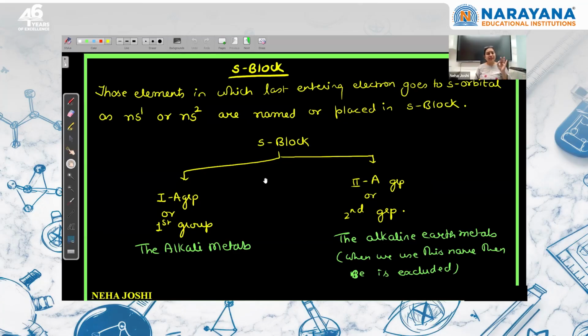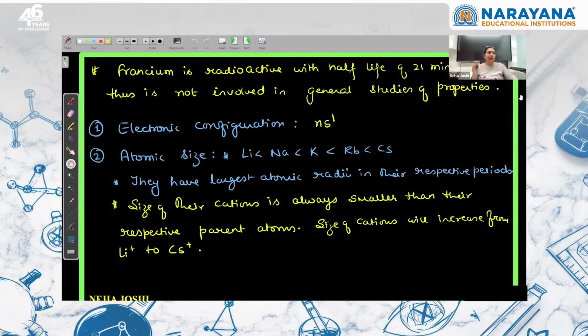But yes, when we use the alkaline earth metal nomenclature, then beryllium is excluded from this nomenclature, because the names alkali and alkaline refer to their hydroxides or most of the compounds which are highly alkaline in nature. From that, they have given this name alkali metal and alkaline earth metals. But as beryllium is more amphoteric in nature, it is excluded from the name alkaline earth metal. If you use simply second group, then beryllium is very much part of this term second group. Okay, the members of the groups, you know.